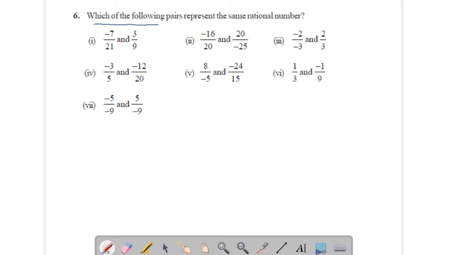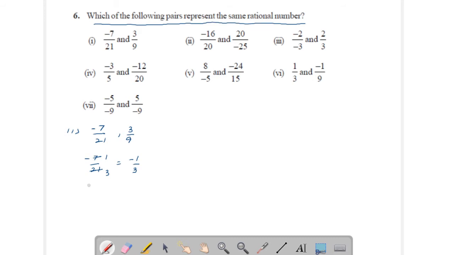Now come to question number 6. Which of the following pairs represent the same rational number? Say first part. It is minus 7 upon 21 and 3 upon 9. Write in simplest form. Minus 7 upon 21. Cancel it by 7. 7 ones are 7, 7 threes are 21. You will get minus 1 upon 3.